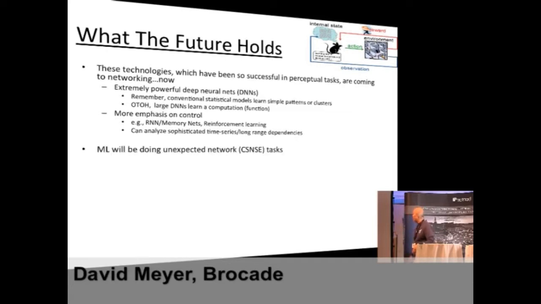And I think machine learning is going to be doing unexpected work, unexpected network tasks. I'm calling this, I don't have a good acronym for this yet, but CSNSE: compute, storage, network, security, and energy. You have to have all of those things working together.